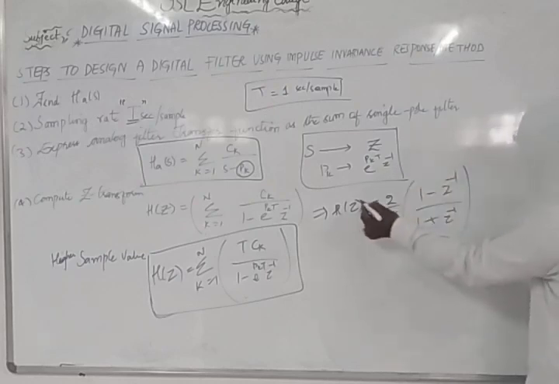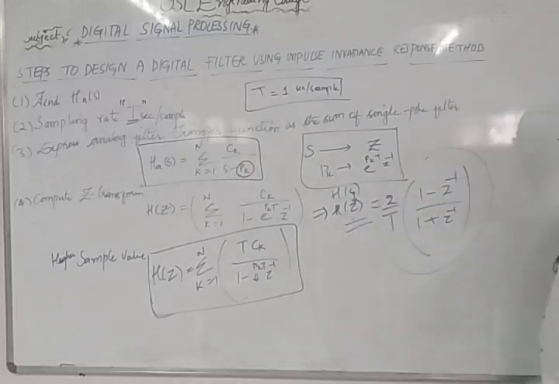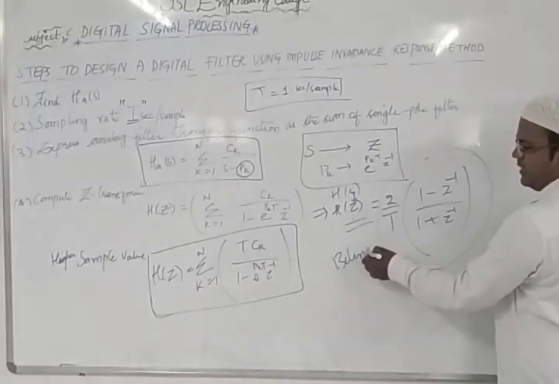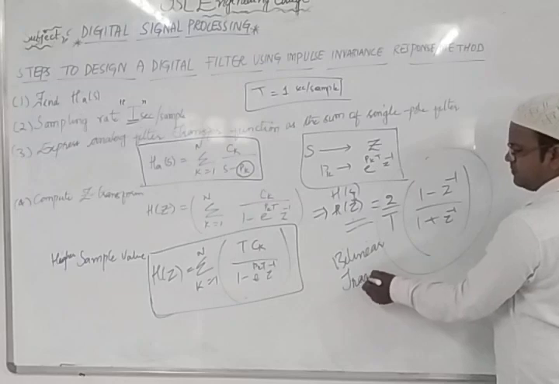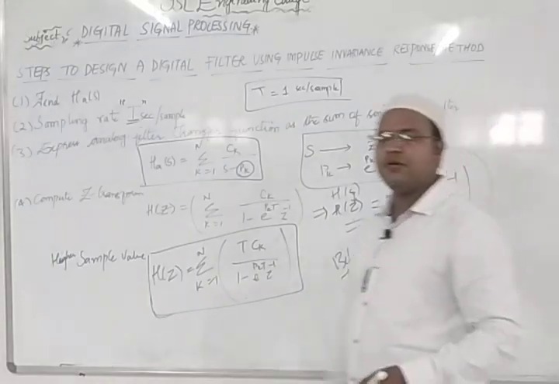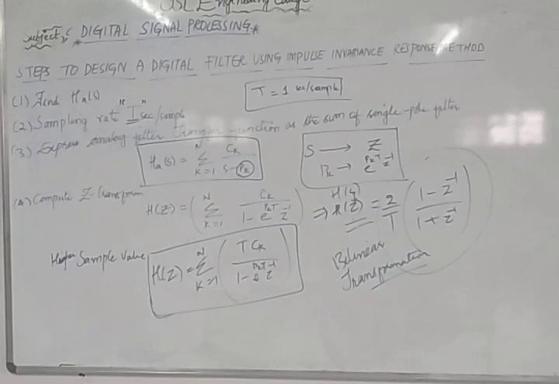Wherever S is there in H(S), that S domain we can convert to the Z domain by applying this factor. This is the way we can convert the given function using bilinear transformation. This is the second method of digital filter design. These are the two methods we have left in unit 2, then unit 2 will be over: the bilinear transformation and the impulse invariant transformation. By using these two methods, we'll try to solve problems for digital filtering.